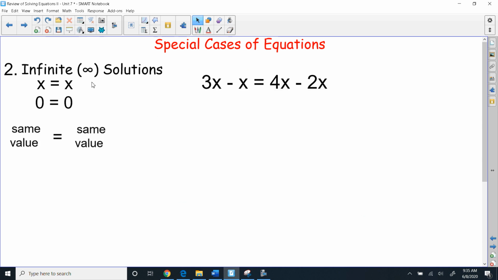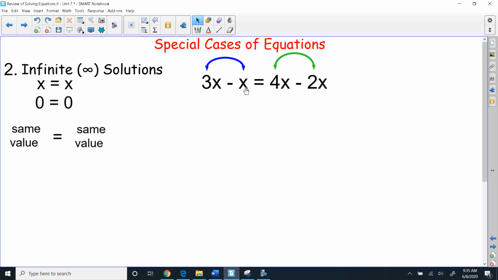So the infinity sign, by the way, is a sideways 8. It's the same value is equal to the same value. When we solve it, you'll get the same number on the left side as the right side. Where you replace your variable, you're going to get the same answer. So let's see. 3x minus x equals 4x minus 2x. Well, I notice we have like terms on this side, as well as this side. They both have x's, so let's do a little combining.